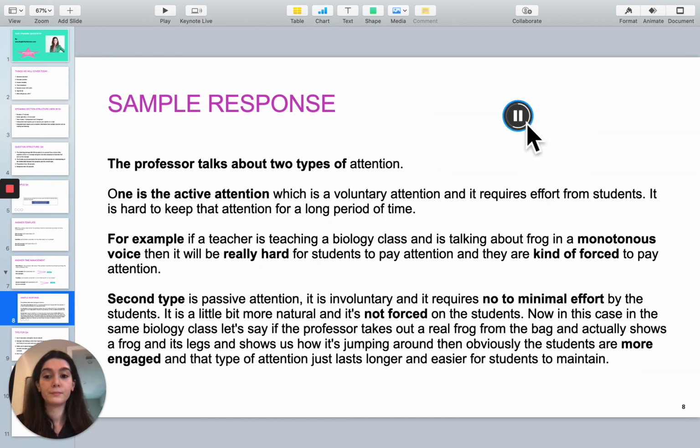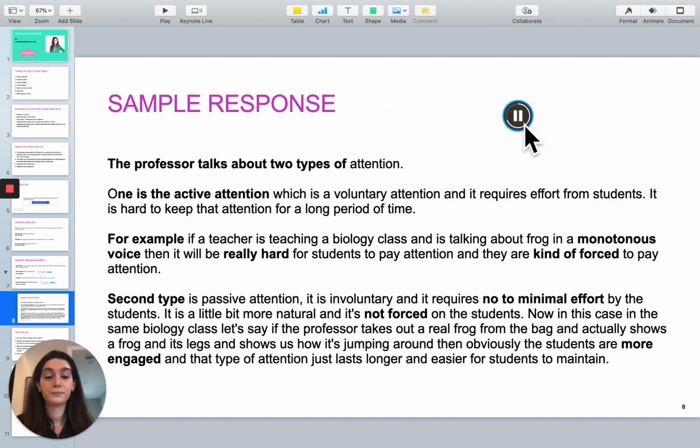Is no to minimal effort by the students. It is a little bit more natural and is not forced on the students. Okay, now what I did, I just explained the second concept. I said second type is passive attention, it is voluntary and requires no to minimal effort by the students. So this is me explaining the second concept, and now I'm going to get into the example.